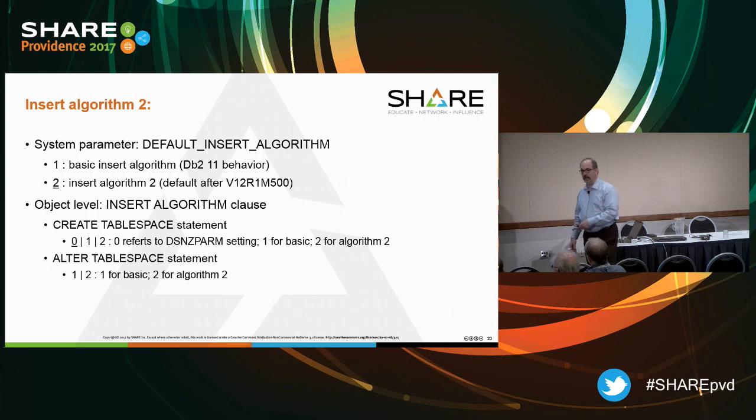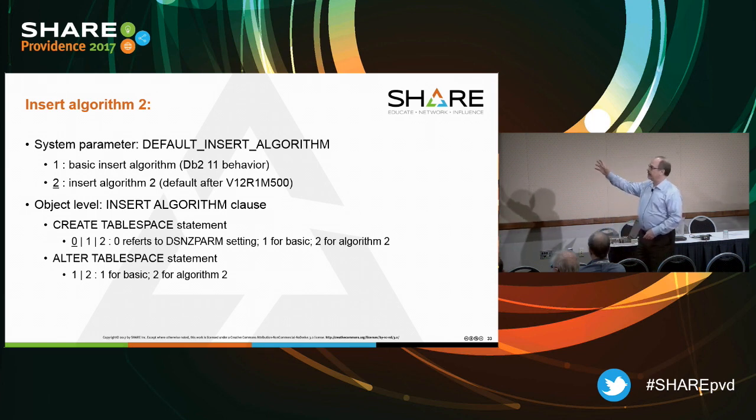If you're still in M100, think conversion mode, then of course the existing insert algorithm is what you're going to see. You can override the ZParm at the object level, either with a create or an alter. If you create a table space, the default is to use what's in the ZParm, or you can specify that you want the old algorithm, or you can say you want the new algorithm. Or if you already have a table space and you're doing an alter, then you can alter for basic or alter for algorithm 2, 1 or 2. So whichever way you want, you take the ZParm default or you can specify it by the object.